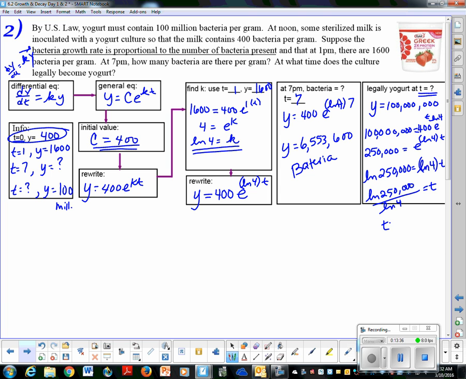And it turns out that time is 8.966, and that would be in hours from noontime, right? So you know what? It's going to be approximately 9 p.m. Getting really close to that. Kind of a cool problem.